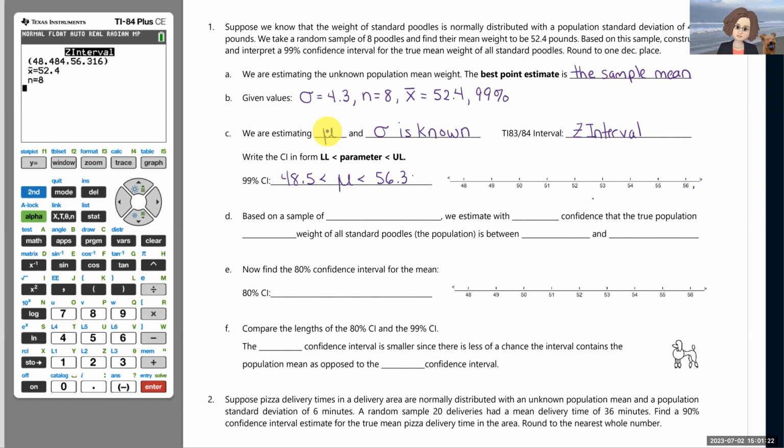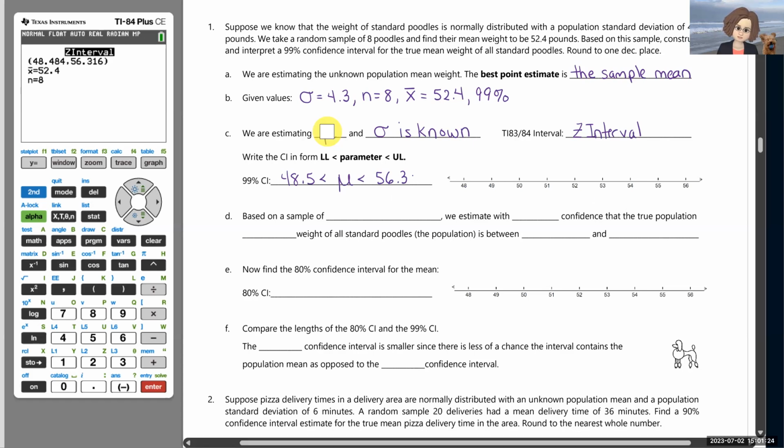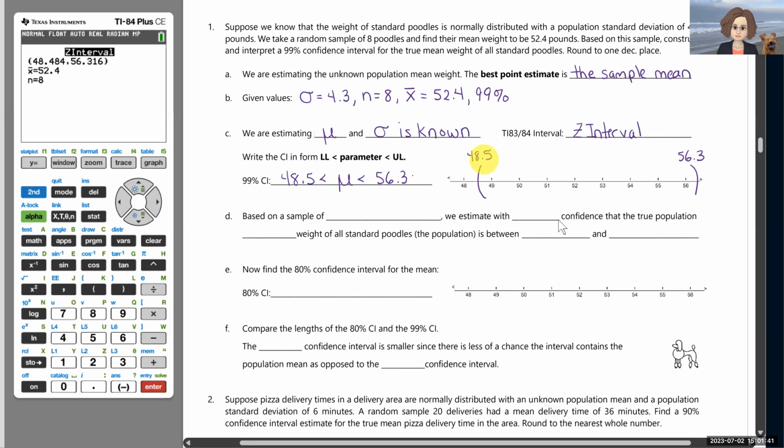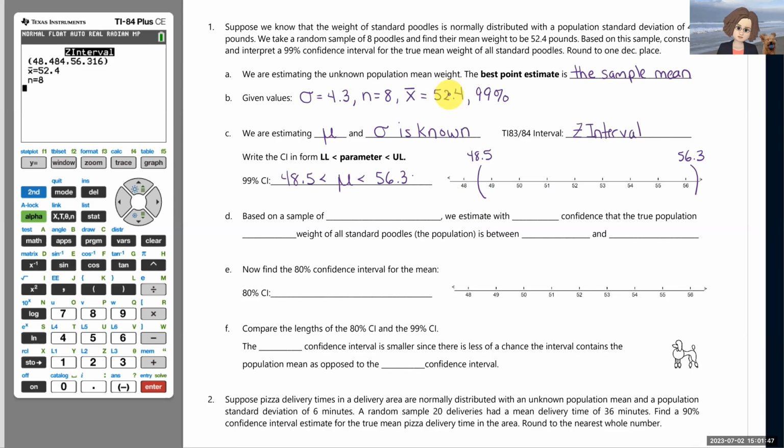So let me go ahead and draw the picture of this interval. So 48.5 for the lower limit, and then 56.3 for the upper limit. And the point estimate would be in the center of the interval. So these intervals are symmetric about the point estimate, 52.4.